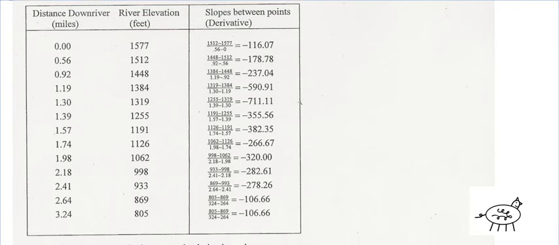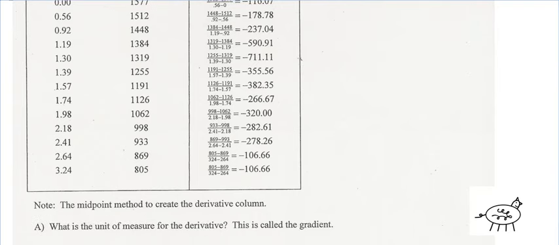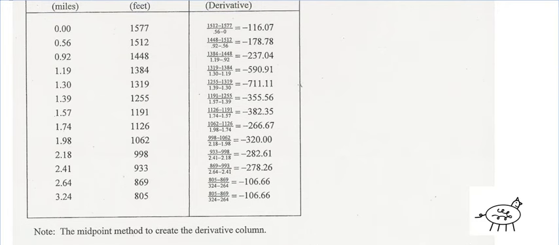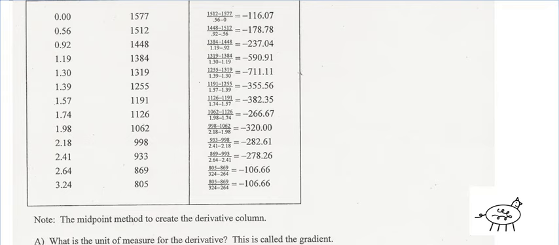Let's look at a couple of questions they ask, given all that information. It says, note the midpoint method is used to create the derivative column, and we learned that back in the day. It's midpoint. It's given data. You want to basically use one or two pieces of data to find that slope. Again, it's an estimate of the derivative.